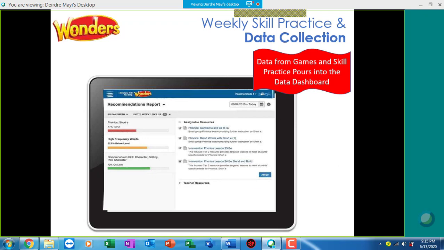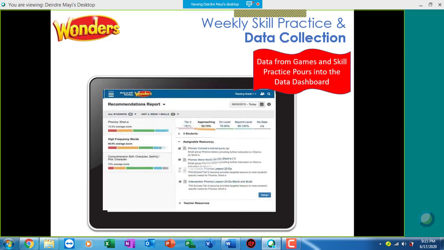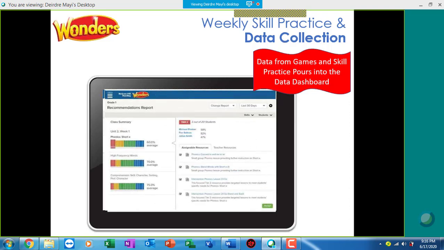We wanted you to be able to look at how students are performing and have resources that you could either print or digitally assign to students that would help them if they're struggling, give them maintenance opportunities if they are doing well, or for those students who are really, really doing well, resources that will help them with extensions. All of that is in your data dashboard.